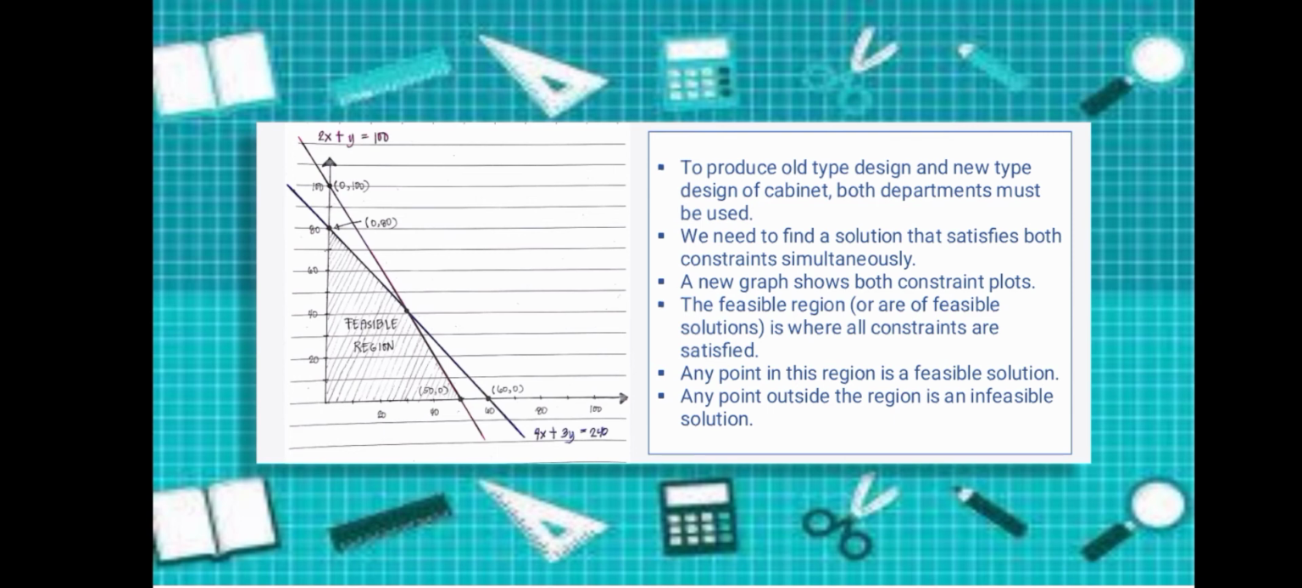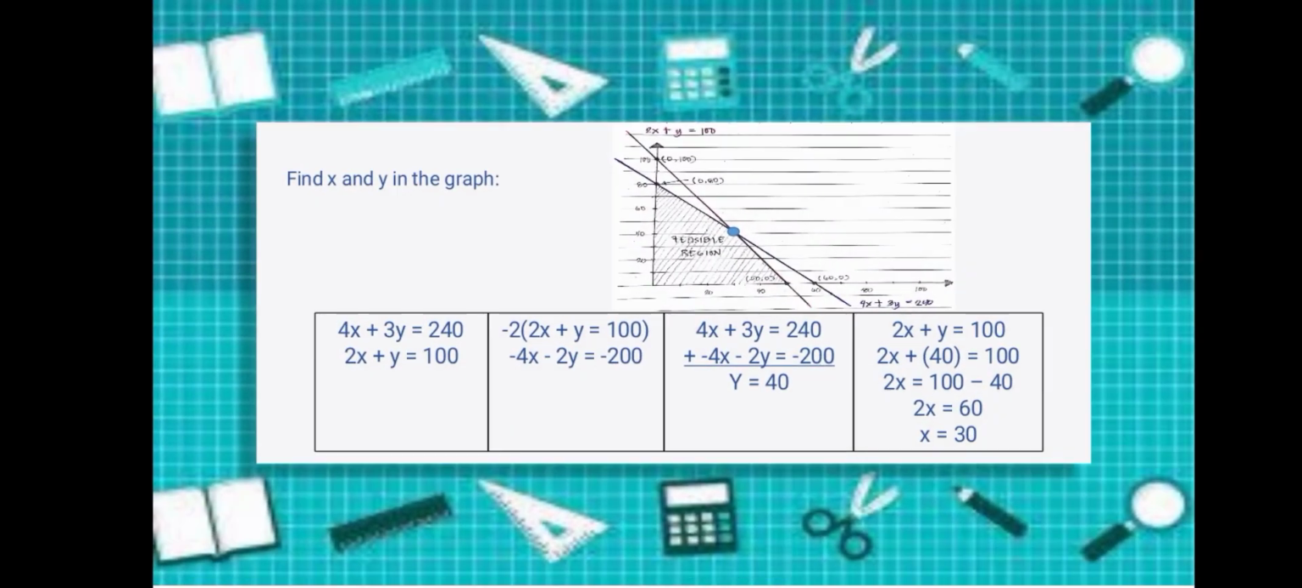To produce old type design and new type design of cabinet, both departments must be used. So we need to find a solution that satisfies both constraints simultaneously. That's why kinuha natin kung ano yung feasible region niya. Yung feasible region is where all constraints are satisfied, na meron siya sa unang constraint at meron din siya sa pangalawang constraints. So any point in this region is a feasible solution and any point outside the region is an infeasible solution. So ngayon, to find the maximum profit, kukunin natin yung corner points niya.